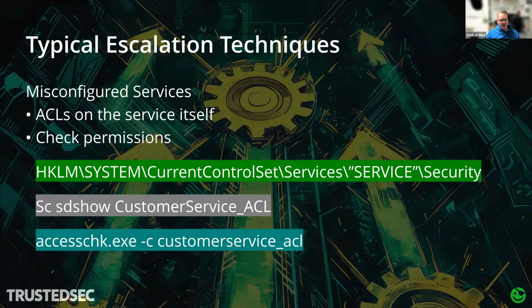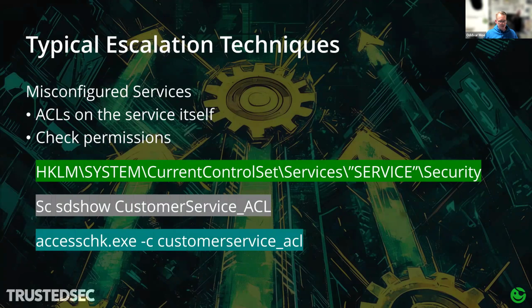So in terms of checking the service itself, we looked at the binaries, but you can also check permissions on the service itself. You could go into the registry under HKLM\System\CurrentControlSet\Services\<service name> and the Security key. You will find a binary blob, and this is the ACL for that specific service. Then you need to decode that.